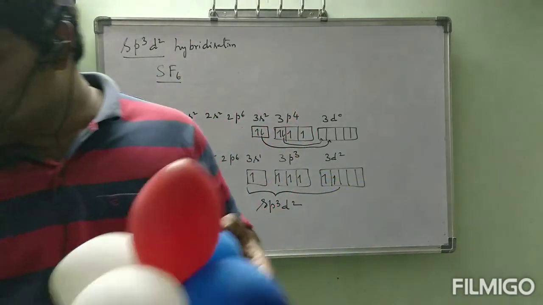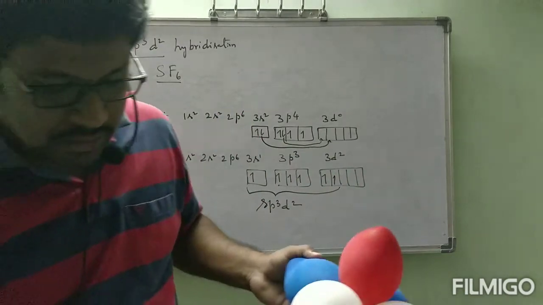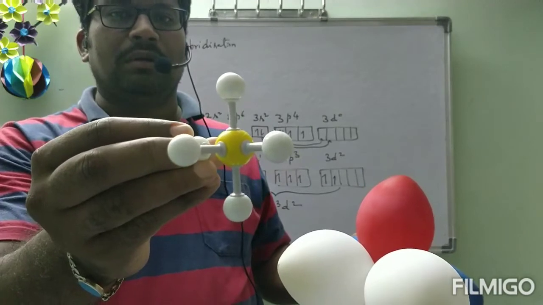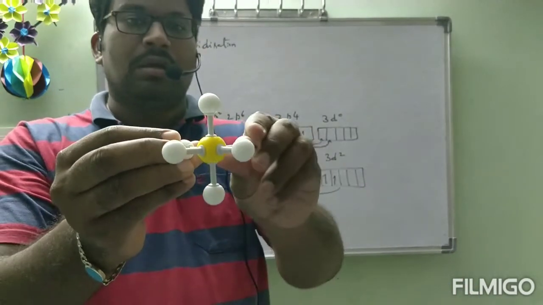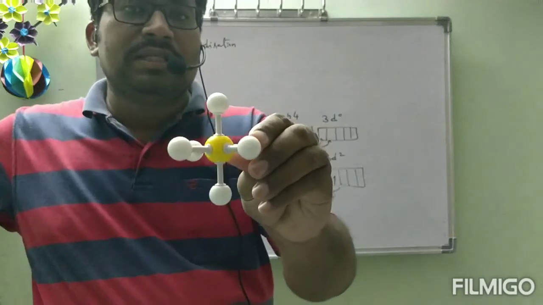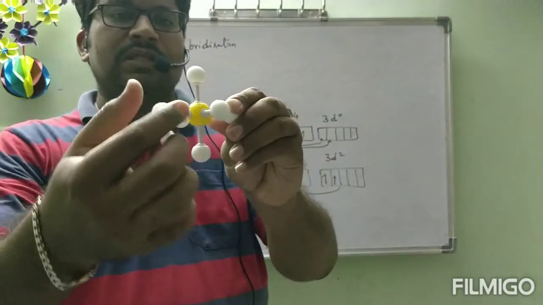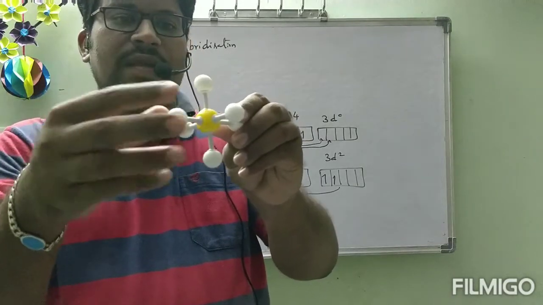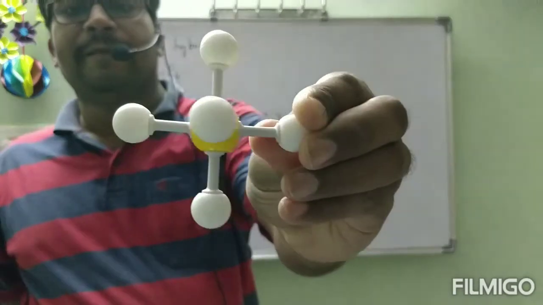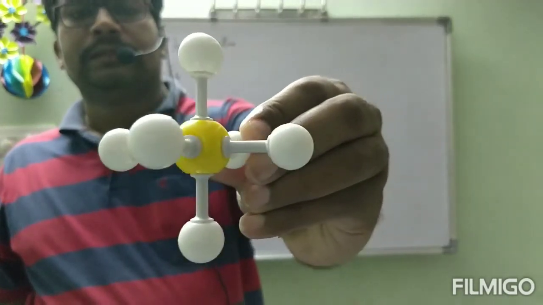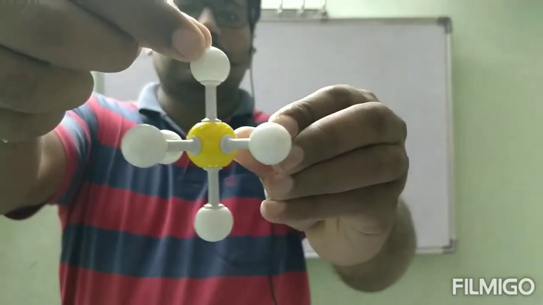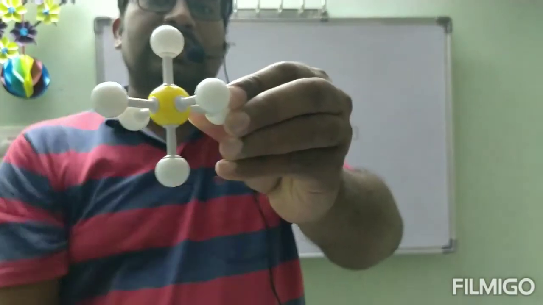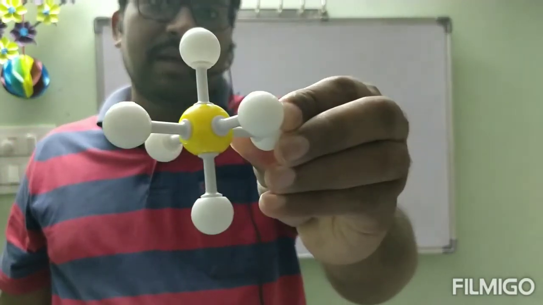With the help of a ball and stick model, this is the structure. This yellow colored ball is sulfur. These 4 are in plane. One will be above the plane, another one will be below the plane. From here, if you join these, we will get a pyramid shape, like that here also. That's why the name of this molecular shape is square bipyramidal.